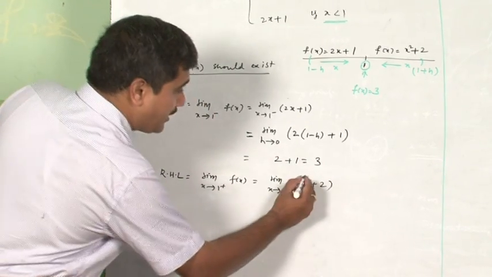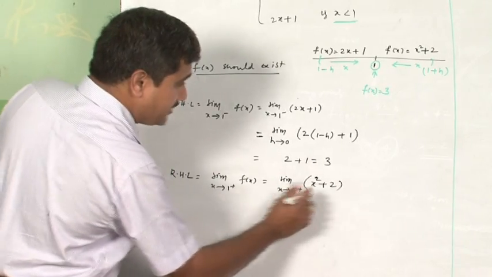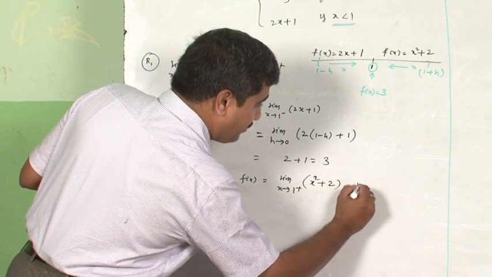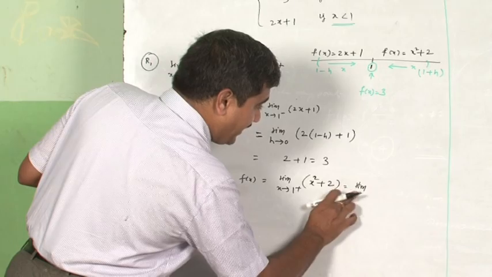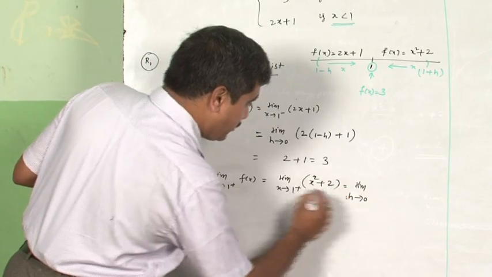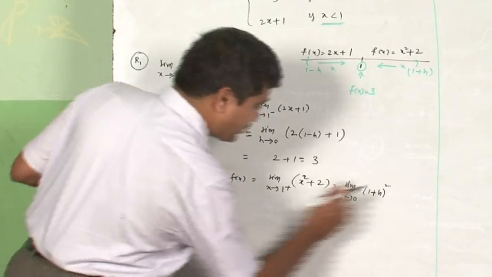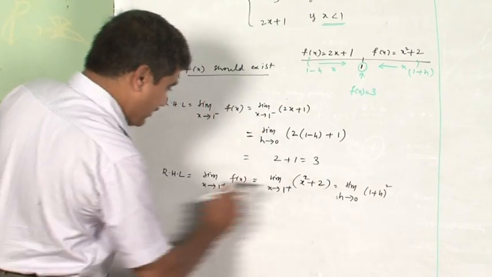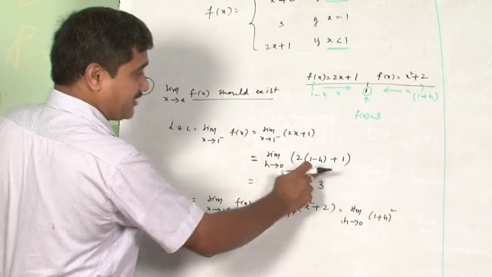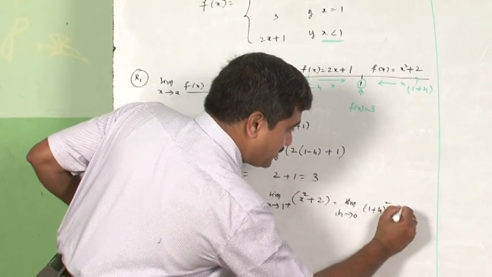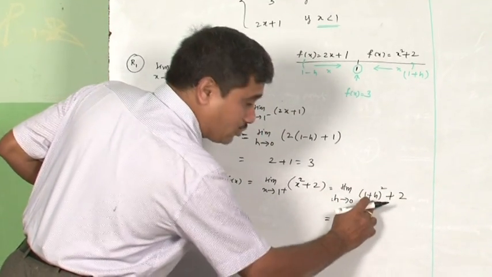So when it is x square plus 2, what I need to do is, according to what we have learned in class 11, write limit h tends to 0 of (1 plus h) whole square plus 2, because x will be replaced by 1 plus h. It is 1 minus h on the left side. So 1 plus h whole square plus 2. Now put h equal to 0 directly.